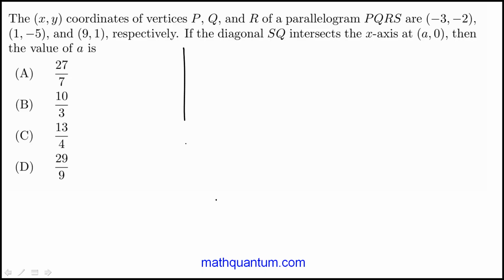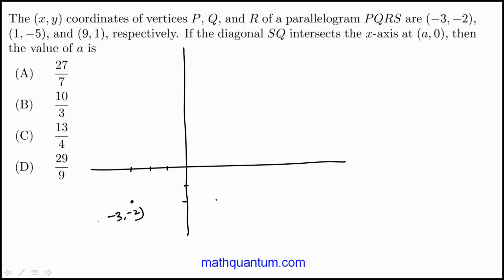So the first thing I do in these types of questions is to qualitatively draw out these points. It just helps me kind of visualize what's happening. So P here is (-3, -2). So that's our P. Then Q is (1, -5), so that would be somewhere here.